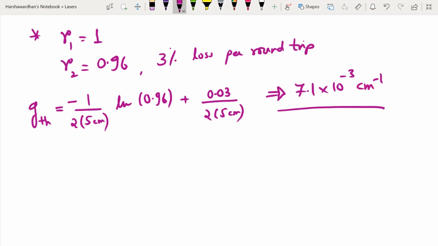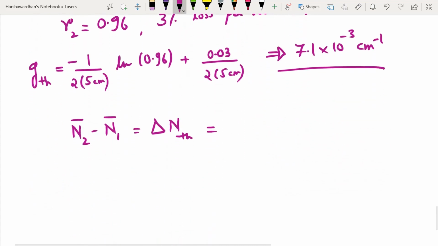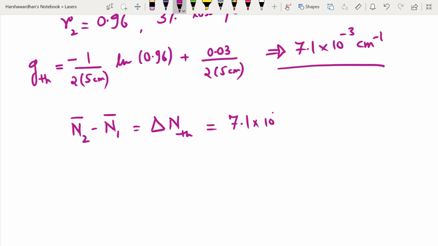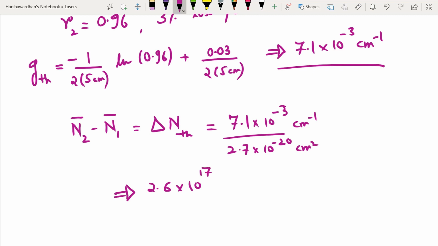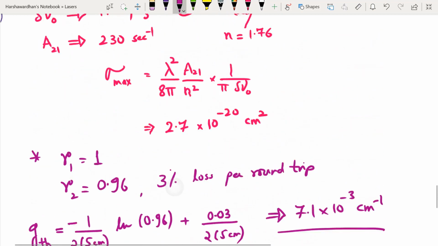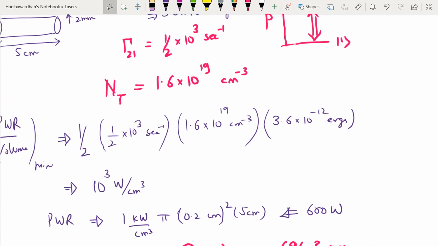So once you have the gain threshold, from there one can get n2 bar minus n1 bar threshold, right? Let me call this delta n threshold, and this is simply the G threshold divided by the sigma max. So you see that this comes out to be 7.1 times 10 to the power minus 3 divided by 2.7 times 10 to the power minus 20 centimeters square. So my delta N threshold comes out to be 2.6 times 10 to the power of 17 per centimeter cube, right? This is a number to be compared with the total number of atoms which are there. Remember the total number of atoms were about 10 to the power of 19, which seems reasonable.